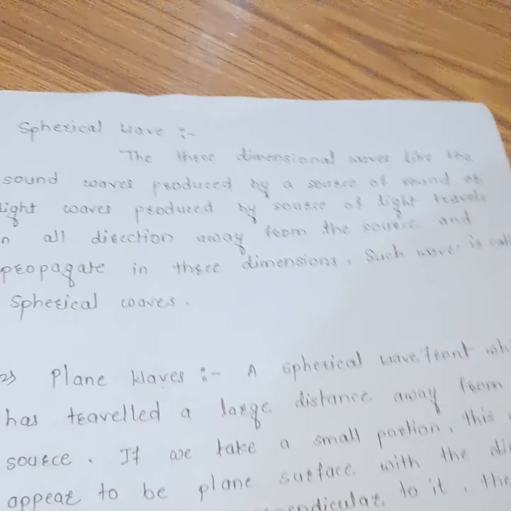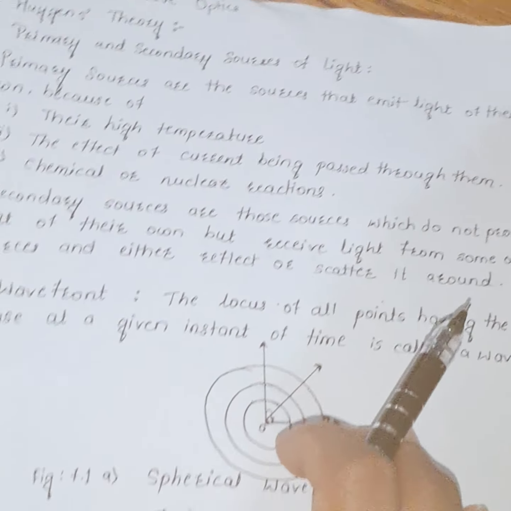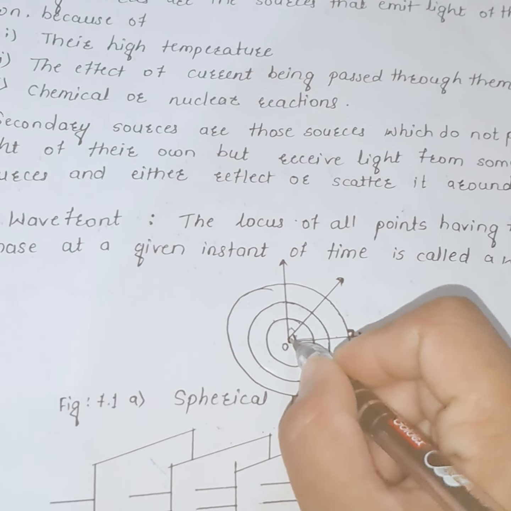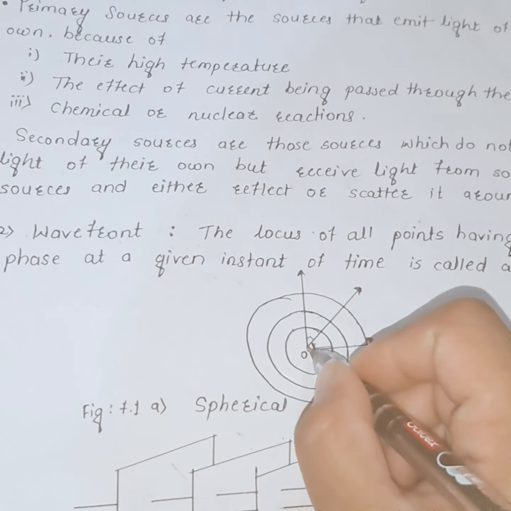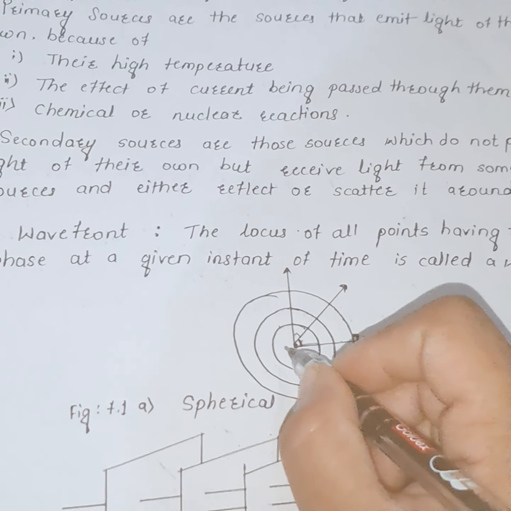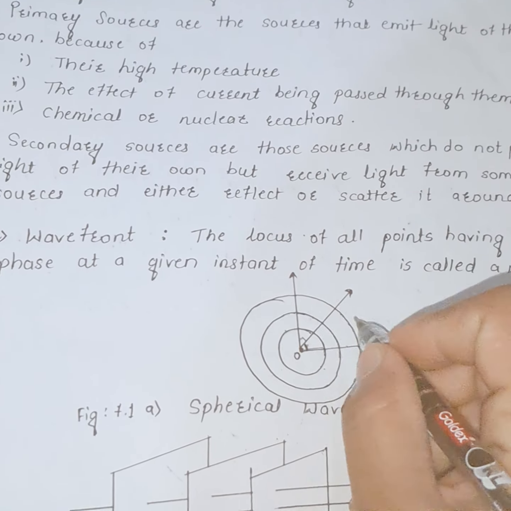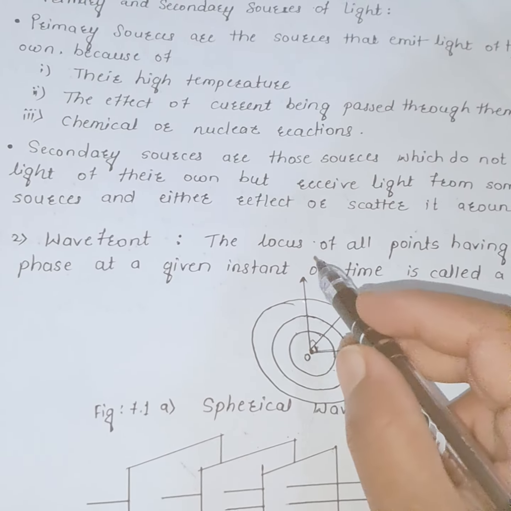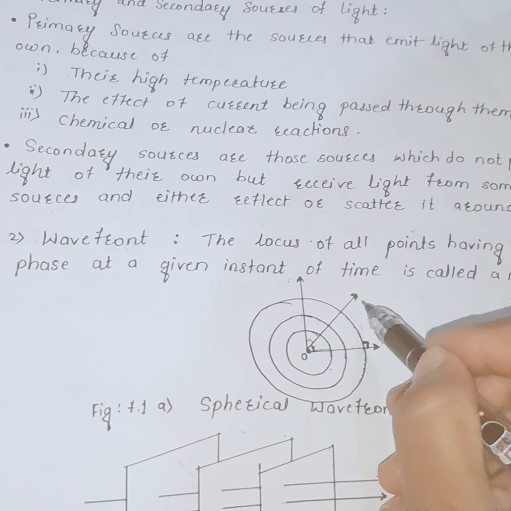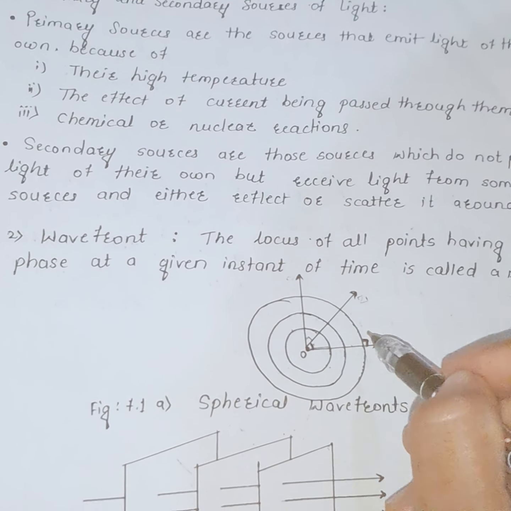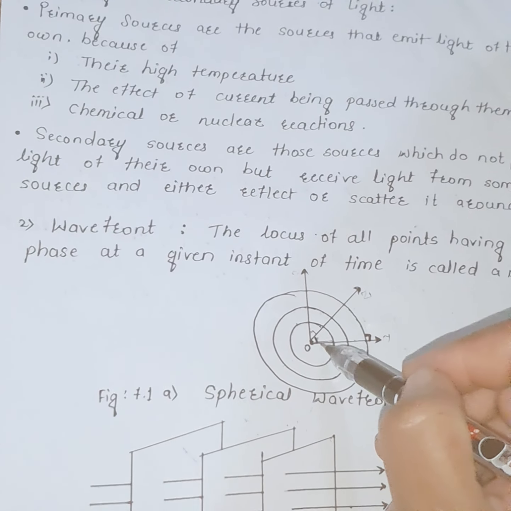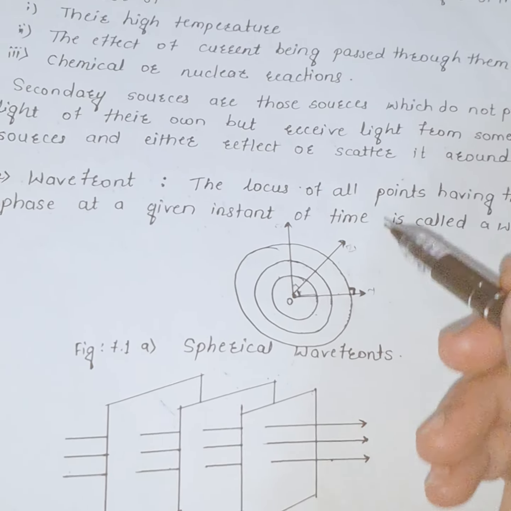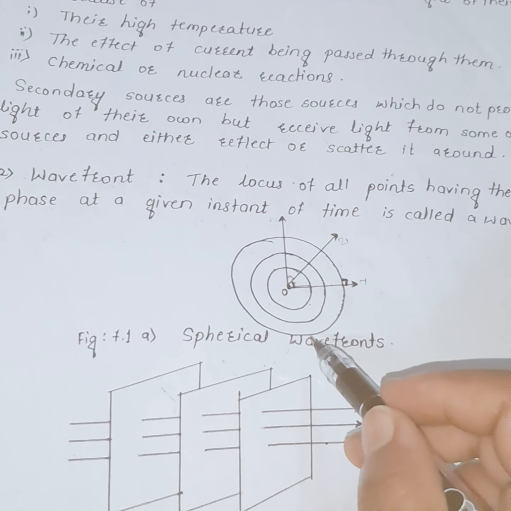Figure A shows spherical waves. These waves are produced by the source which is at center O. It produces spherical waves in all directions and propagates in three dimensions like x, y and z. These are the three dimensions. The spherical waves propagate in three dimensions x, y, z. This is called spherical wavefronts or spherical waves.